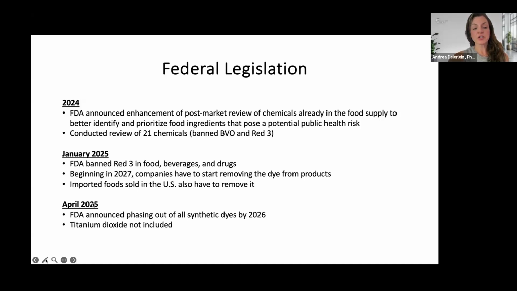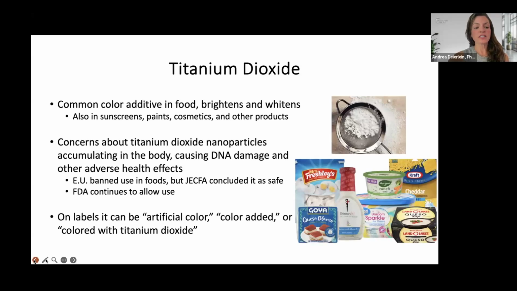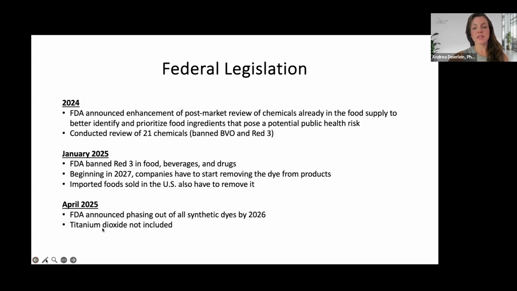And then in April 2025, they actually extended this. So beyond Red 3, the FDA announced phasing out all synthetic dyes. They're actually proposing to move it up, I guess we'll see if this sticks, to 2026. However, titanium dioxide, which is something that people might be aware of, and is also used as a color additive, has not yet been included on that list.